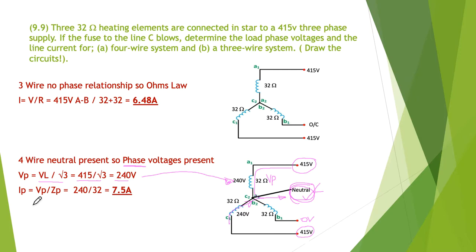So finally, the current in the phase is simply going to be our 240 divided by 32, giving us 7.5 amps in each of the phases. So we're going to get 7.5 amps flowing in each of these, and much of that will flow into the neutral because it's out of balance, because this particular winding has been taken out because there's no voltage connected to it.